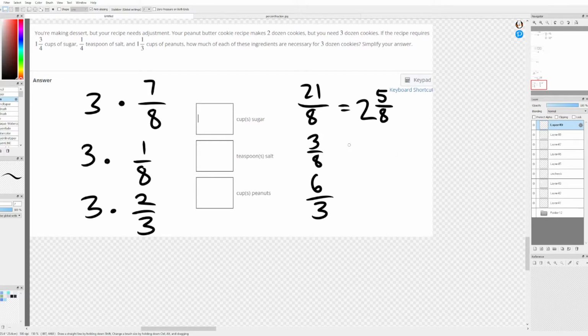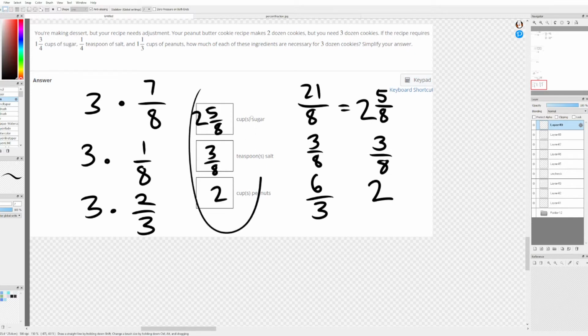And then 3 over 8 can stay as 3 over 8. And then 6 over 3 can be turned into 2. So 2 cups of peanuts, 3/8 teaspoons of salt, and then 2 and 5/8 of sugar. And then if we look up here, it feels proportionate.